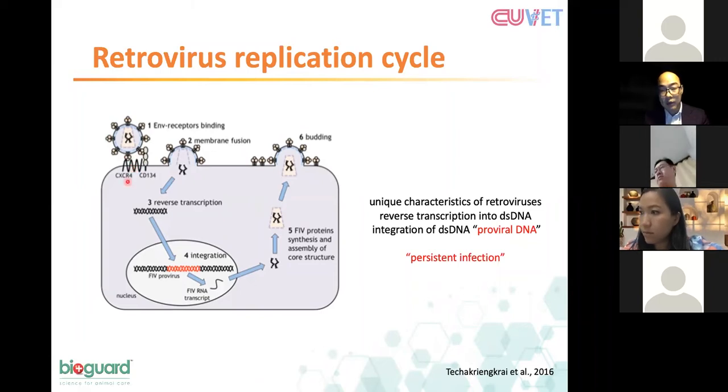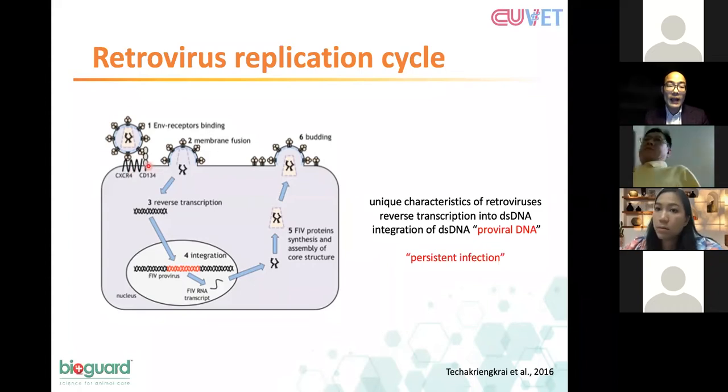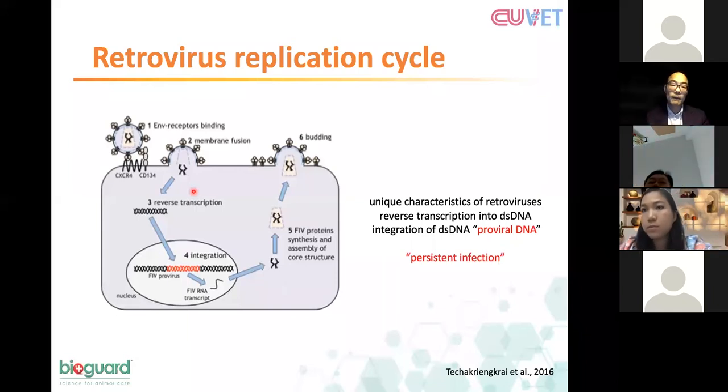In the case of FIV, the example here, FIV requires two receptors, the CD134 and the CD4, for binding and entering the cell. After this specific interaction between the glycoprotein and the cellular receptor, the virus will undergo membrane fusion, fusing the viral membrane and the cell membrane to allow the RNA genome of the virus to be released into the cytoplasm of the infected cell.